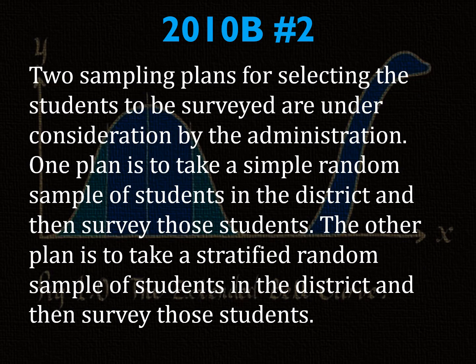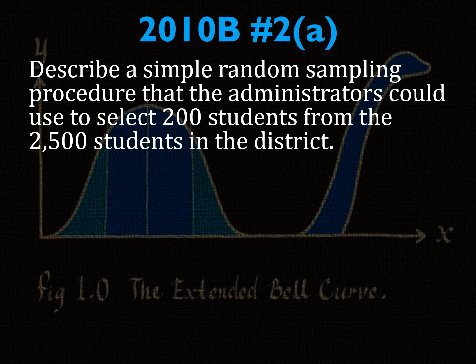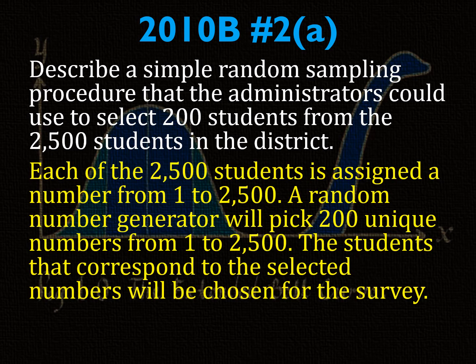2 sampling plans for selecting students to be surveyed are under consideration by the administration. One plan is to take a simple random sample of students in the district and then survey those students. The other plan is to take a stratified random sample of students in the district and then survey those students. Part A, describe a simple random sampling procedure that the administrators could use to select 200 students from the 2,500 students in the district.